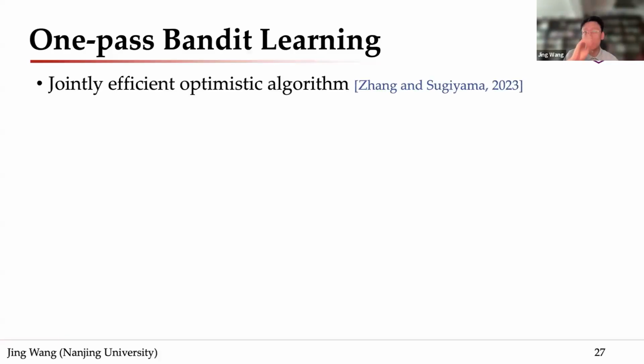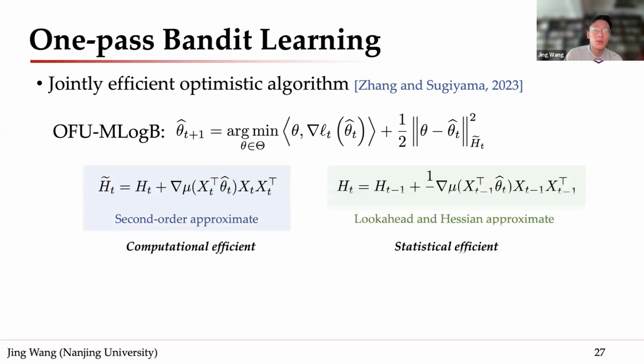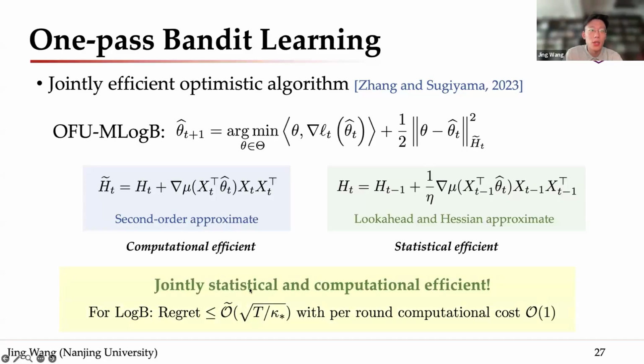And finally, a recent work by Jiang and Sugiyama in 2023 proposed a jointly efficient optimistic algorithm called OFU-MNL-Bandit. This algorithm does two things. First, it doesn't directly optimize the original loss function, but uses a second order approximation. This can ensure the computational efficiency. And second, it still uses the local norm and Hessian approximation for the statistical efficiency. So the algorithm can achieve the optimal regret with per round cost of O(1). So it's a jointly statistically and computationally efficient algorithm.